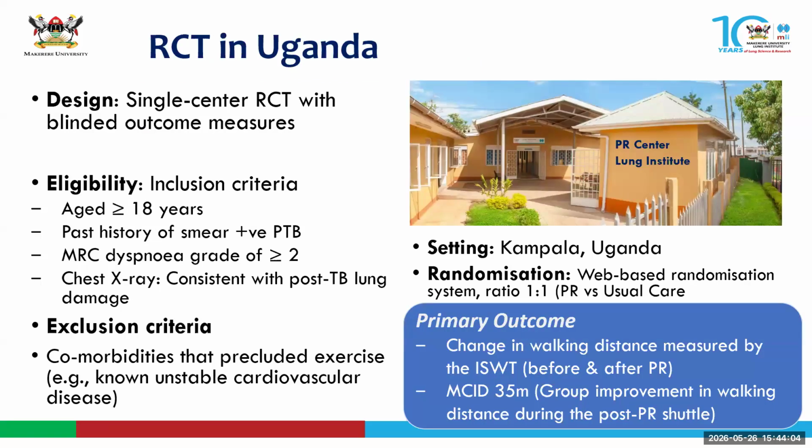So this is just a summary of probably in about 3 slides of the randomized control trial that we conducted here at the Lung Institute. It was a single center RCT because, in Uganda, we have only one PR center. By that time, we had only one center that we could conduct this trial from. Adults with post-TB lung disease, most of them had bronchiectasis, were included into this trial, and we used what we call the incremental shuttle walk test as the outcome measure that really objectively measures someone's endurance level or exercise capacity. So we measured it before the exercises or before the pulmonary rehabilitation program and after.